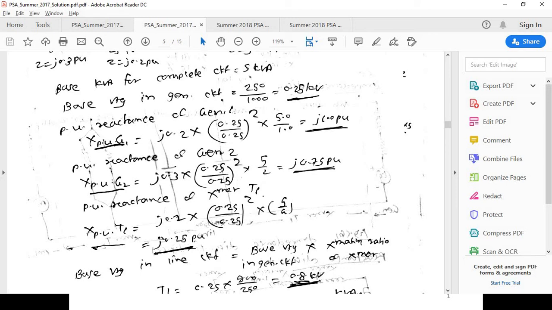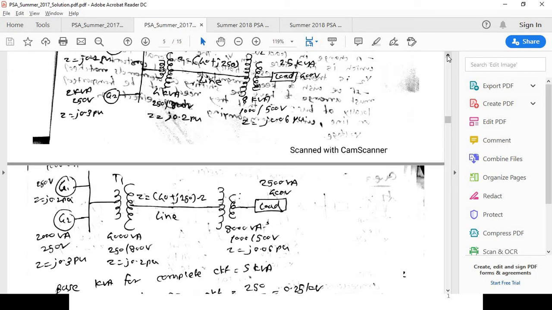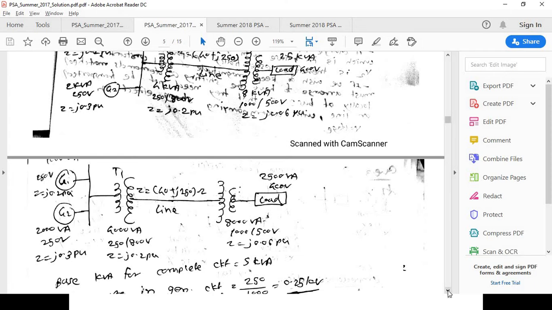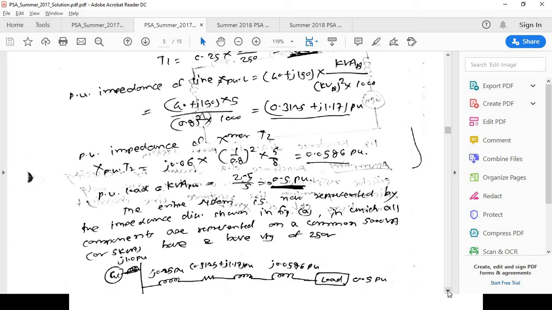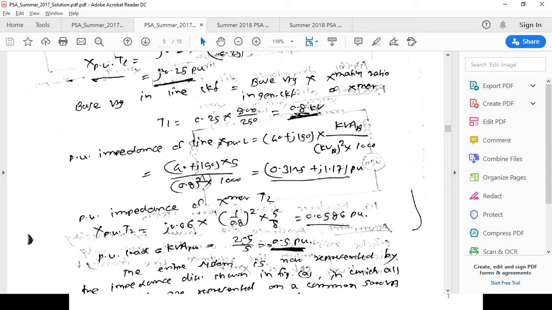Now base voltage in the circuit is nothing but base voltage in the generator circuit into the transformer ratio. So for T1 it is 0.25 into 800 upon 250. That is because we have to calculate the value on the secondary side. So we are going to use the transformer ratio, which is 250 upon 800. So that voltage is 0.8 kV.